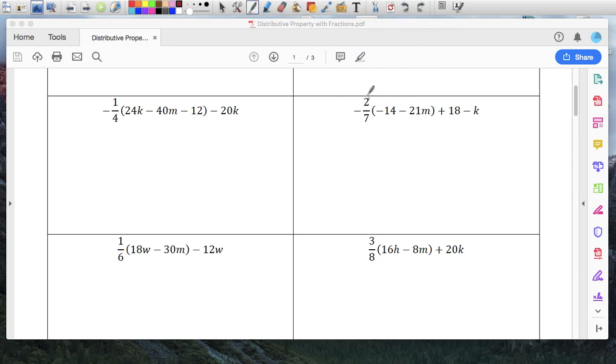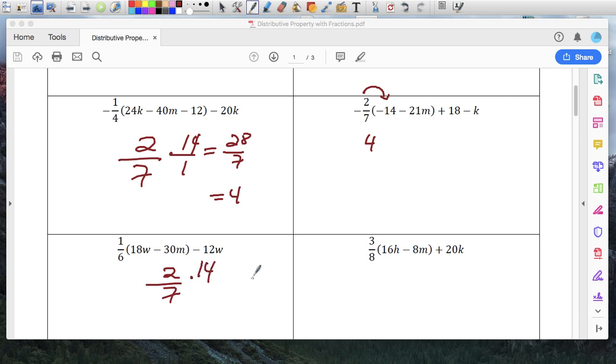In this case, let me just do it again. We know it's going to be positive, and 2 over 7 times 14 over 1. You can multiply 2 times 14, which gives you 28, and then divide it by 7, which gives you 4. So you could have done it that way. If you don't like that way, you can simplify before you multiply. 7 divided by 7 is 1, 14 divided by 7 is 2, and 2 times 2 is 4, so again you get the same thing. However you want to do this is fine, whichever way you're more comfortable.